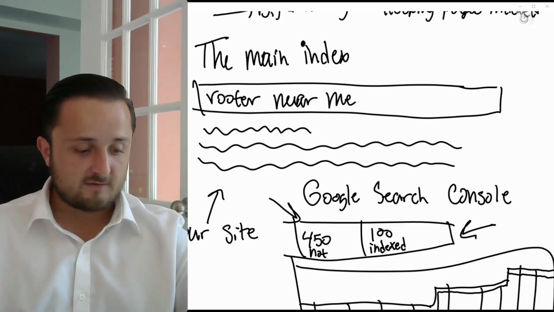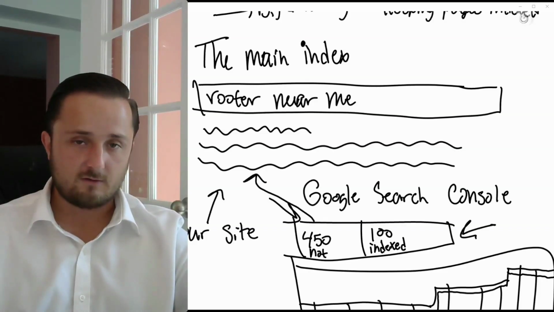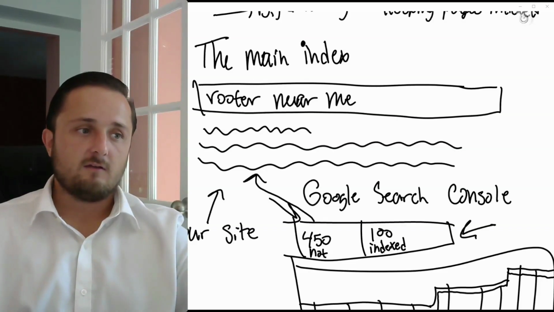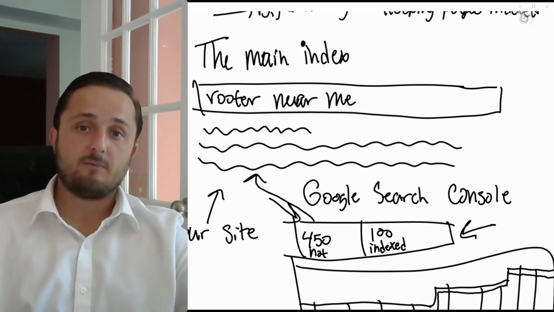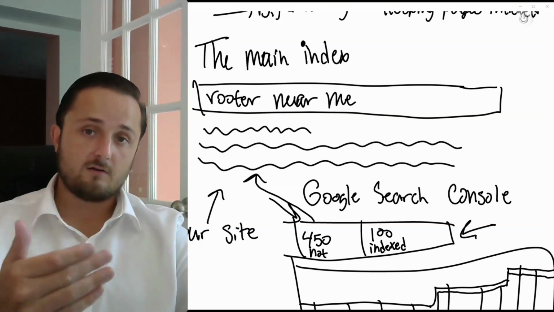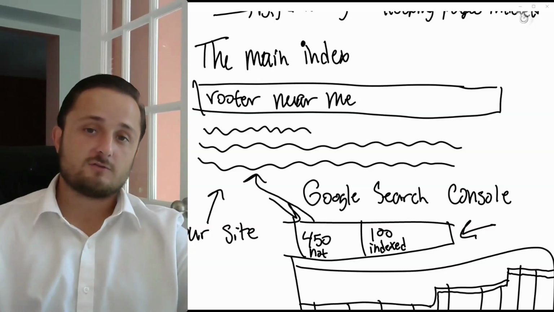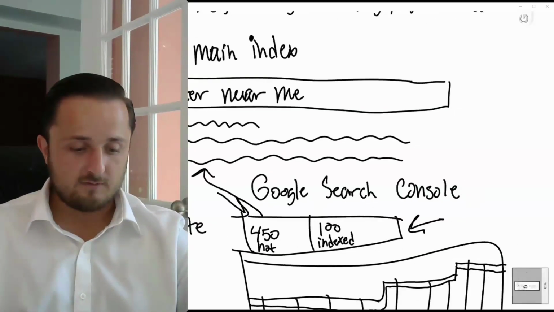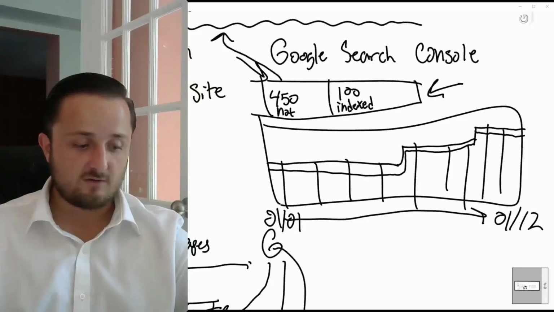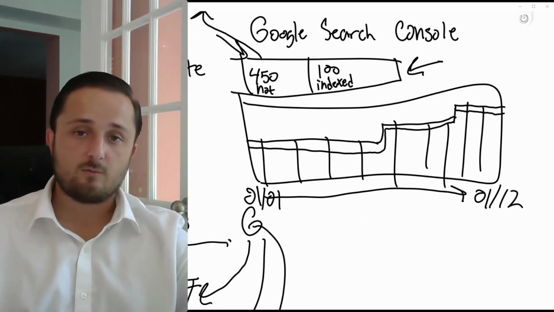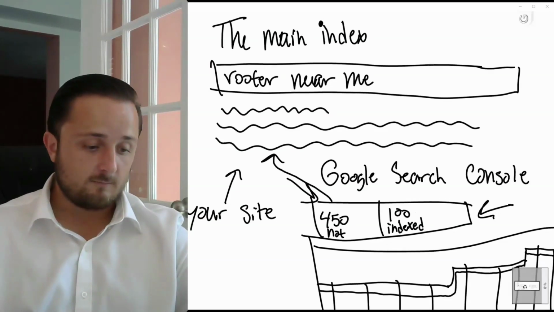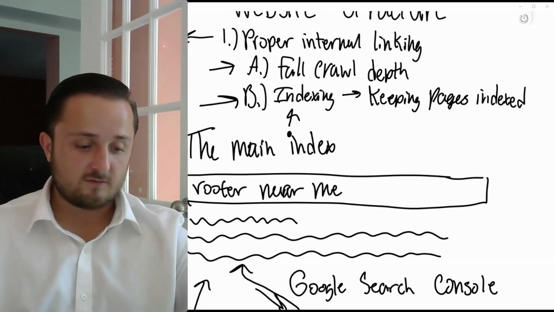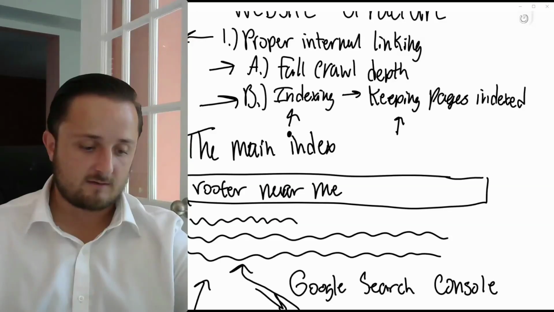So this can cause you to not appear here. What that means is that new roof repair page you made, for people that are looking to get their roof repaired, is not appearing in search. Now, there are other reasons why pages aren't indexed, but right now we're just talking about proper internal linking. Not only will proper internal linking help get your pages indexed in the first place, but it will also help keep them indexed as well.